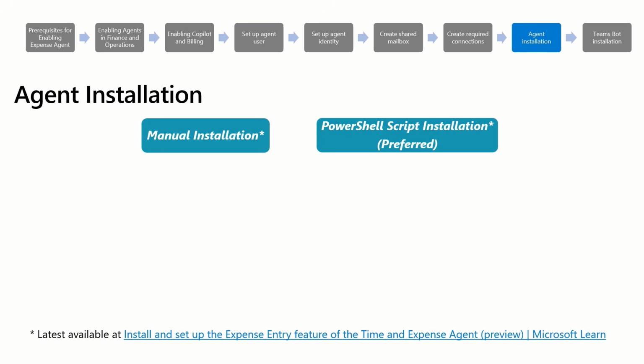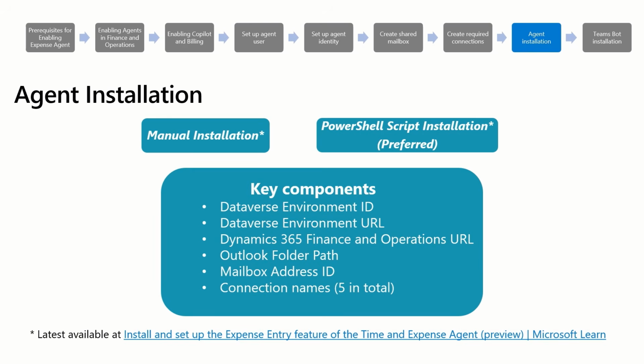Due to the number of steps involved, it is recommended to install the expense agent through PowerShell script. The PowerShell script installs the agent, activates all required flows, and publishes the agents. The version required for PowerShell script is 7 or higher. Key components required for the installation of the agent are Dataverse Environment ID, Dataverse Environment URL, Dynamics 365 Finance and Operations URL, Outlook folder path, mailbox address ID, and connection names, a total of 5.